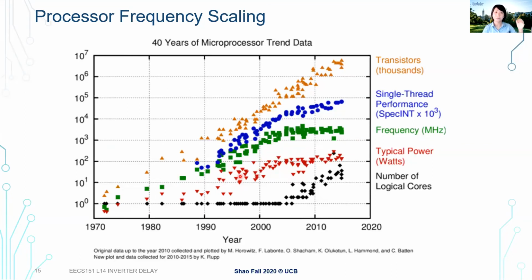So when we have smaller transistors, we have more transistors. We also get a faster processor. Our processor can run at much higher frequency every generation. That also translates to what we call single thread performance, right? That's highly related to the frequency the processor is running at.